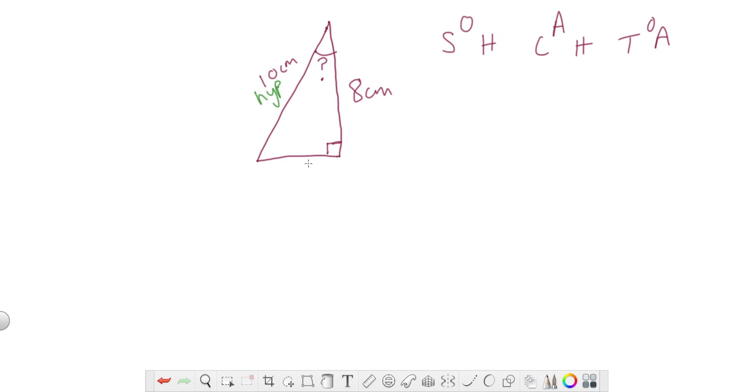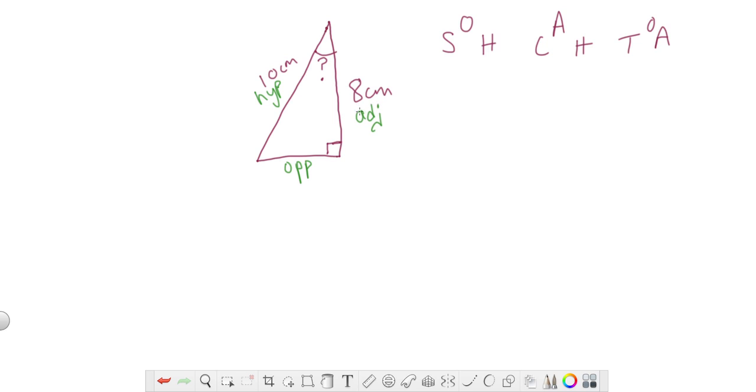This side over here is the opposite because it's opposite to the angle that we need to find out. That's important to know, that it's opposite the angle that we're going to work with. And this over here is, there's only one word left, adjacent.